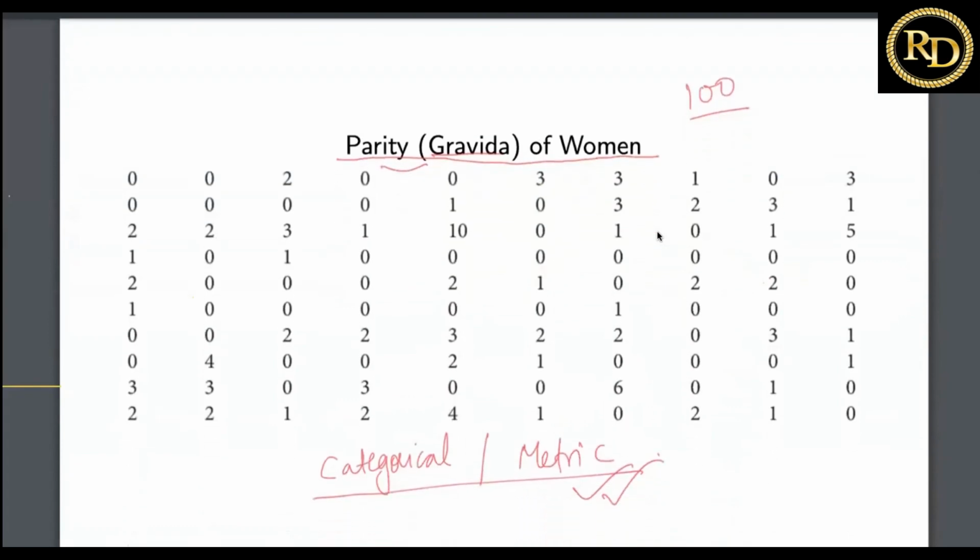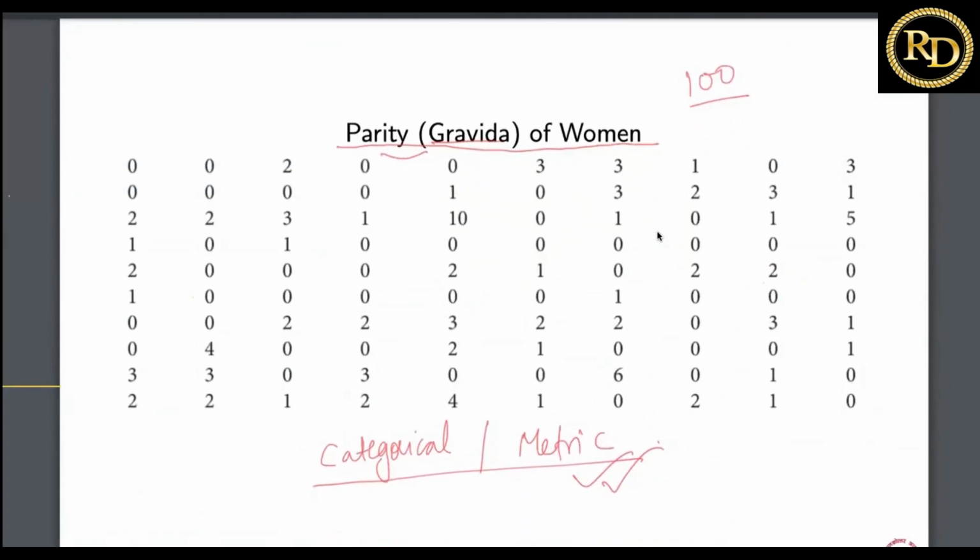Now in this particular example, you can see parity and gravida of the woman. These are the questions asked to 100 women in the OPD of the maternal reproductive department, and this is the response of the women. How many parity? 0, 0, 2. Now my question is whether this particular variable is a categorical variable or a metric variable. Write down your answer in the chat box.